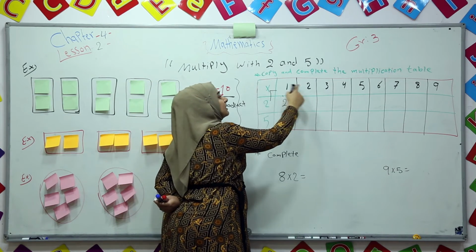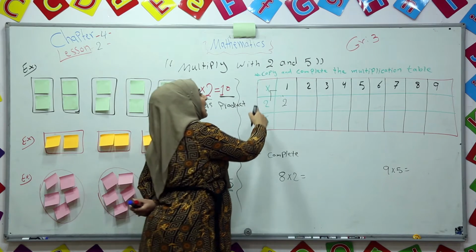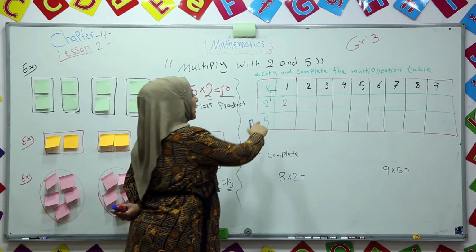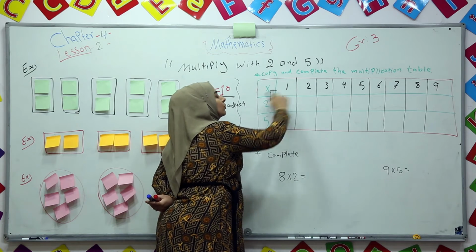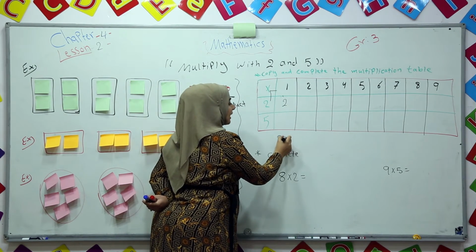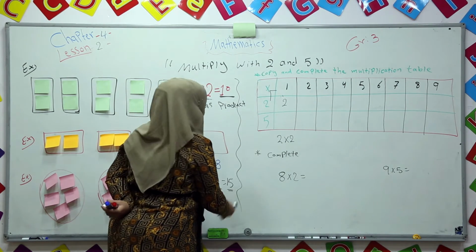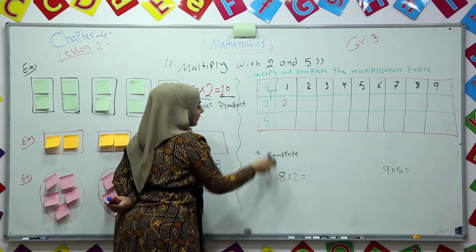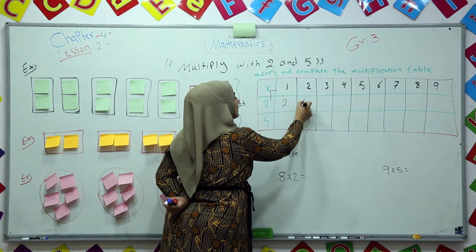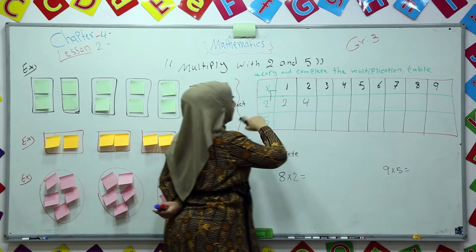2 times by 2. I have 2 groups, and each group contains 2 objects. So it is 2 times by 2. Look here, I have these 2, and I will add another 2 to it. It is 4.